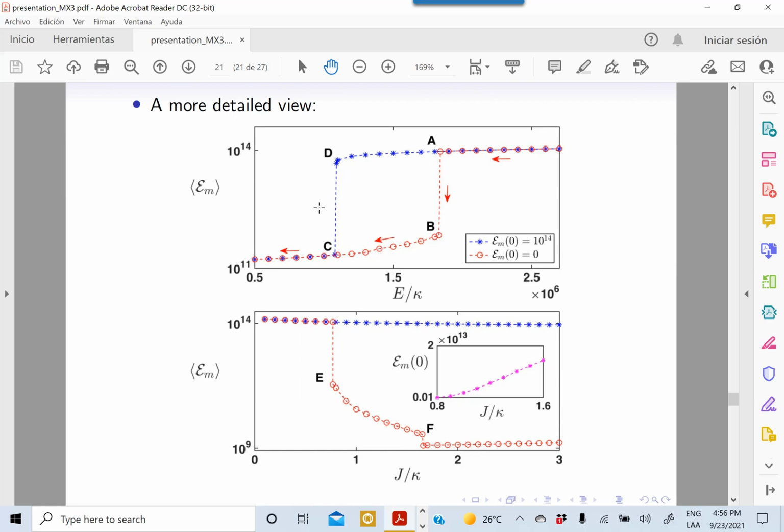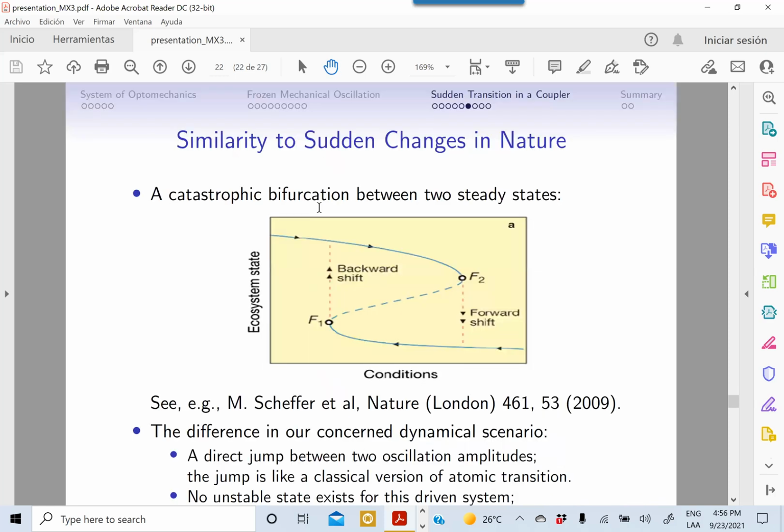Okay, this is a more detailed view. As I mentioned previously, this type of transition is very similar to catastrophic bifurcation in nature. Okay, so this is a typical catastrophic bifurcation in nature.